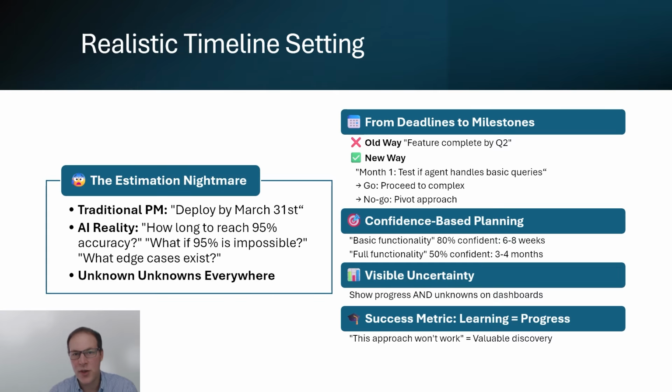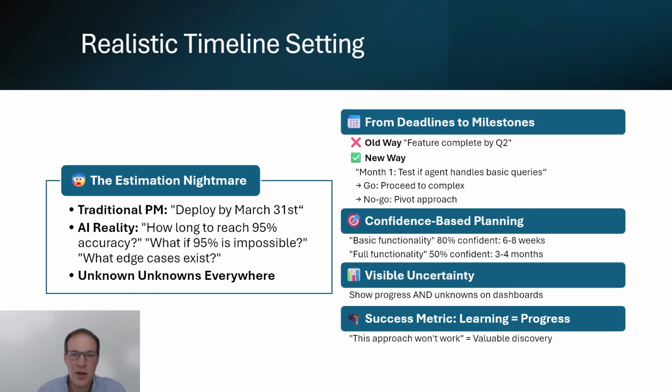Traditional project management assumes that you can decompose work into estimable tasks. AI development involves unknown unknowns that emerge through experimentation. We talked about this already. We need a shift from deadline-driven to milestone-driven planning. Instead of delivery dates, establish learning milestones with go/no-go decisions.